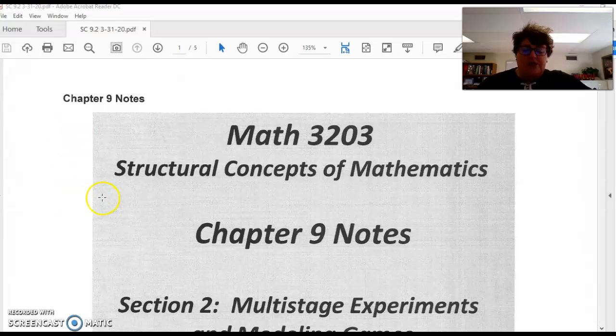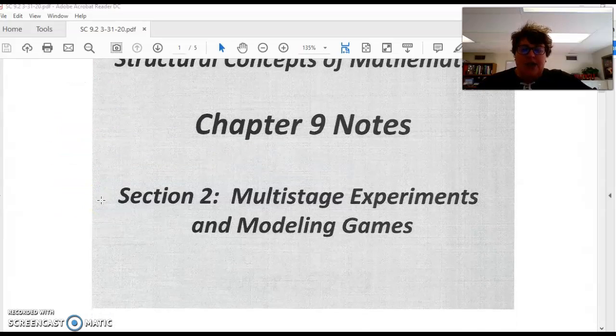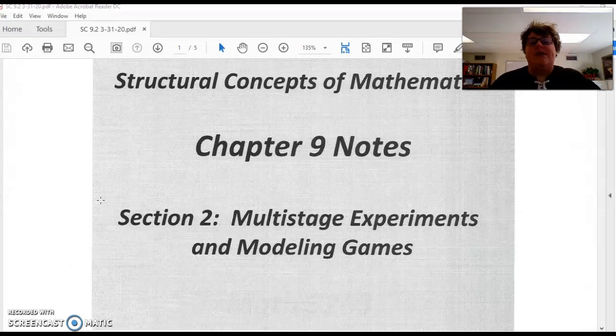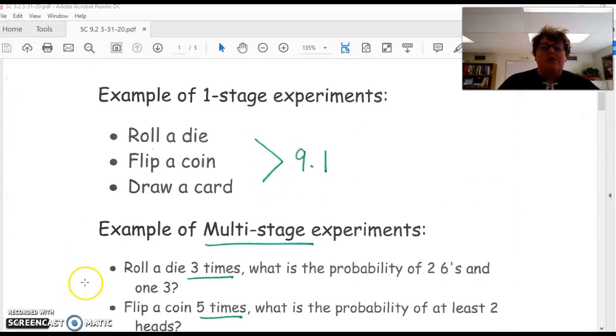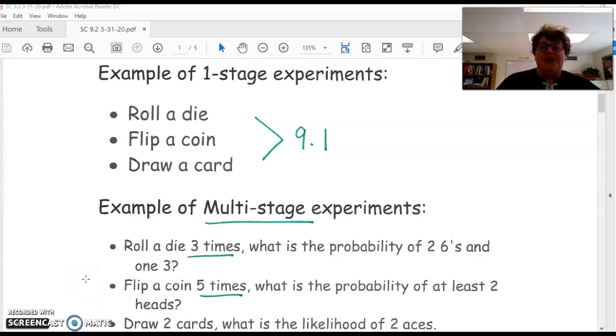Okay, so today we want to do 9.2. And 9.2 talks about multi-stage experiments, okay? So in 9.1, we talked about one-stage experiments. So what's the probability of getting a heads? What's the probability of getting a 6 on a die? What's the probability of drawing one card? So it's a one-stage experiment. So you're just working with one draw, one roll, one flip, okay? One spin of the spinner.